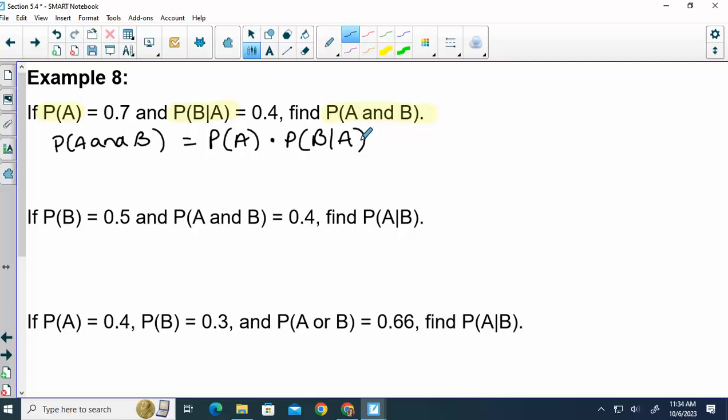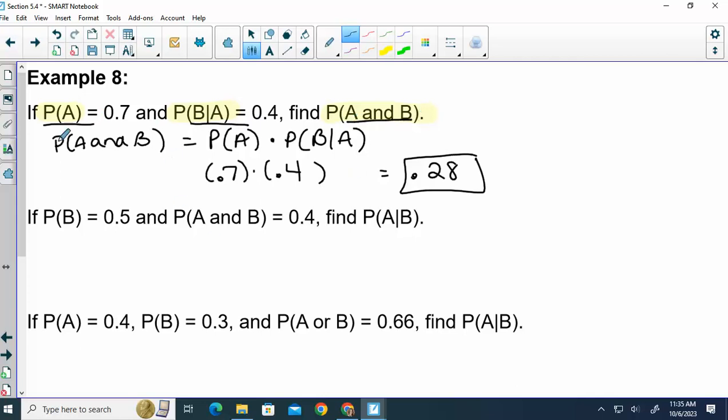Okay. So now we just sub things in. So the probability of A is 0.7 times probability of B given A is 0.4. So we get probability of A and B is 0.28. So if you're struggling on problems, what I recommend is start writing out the statement. Now, what am I given in my problem? Write out the formula that you're using, and then plug in my stuff.